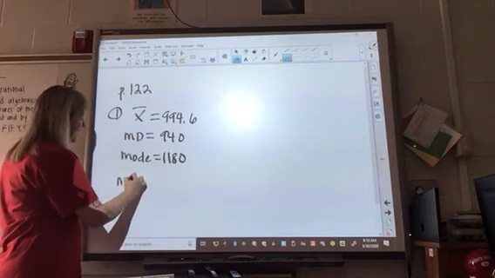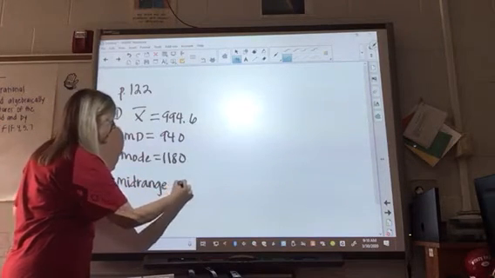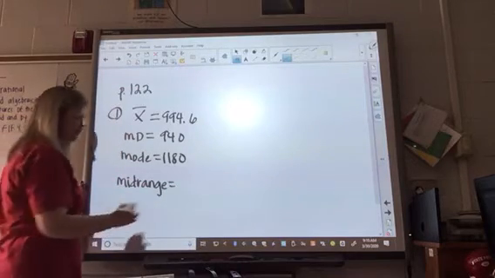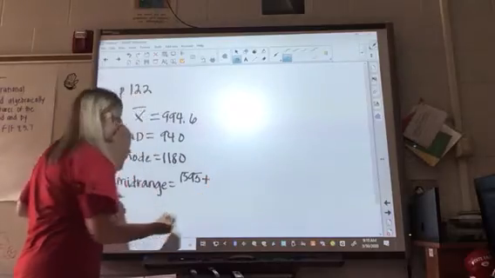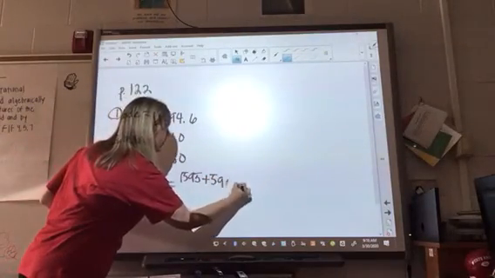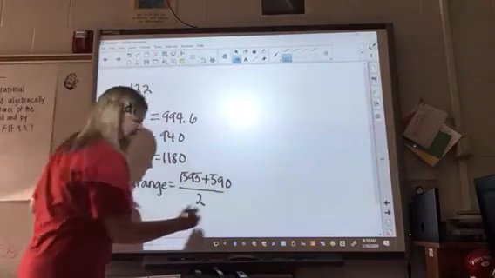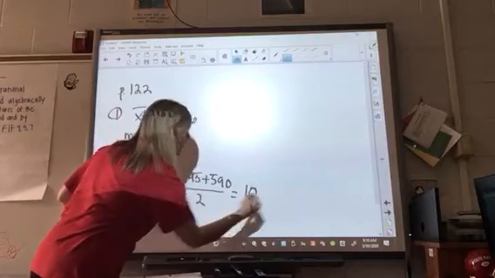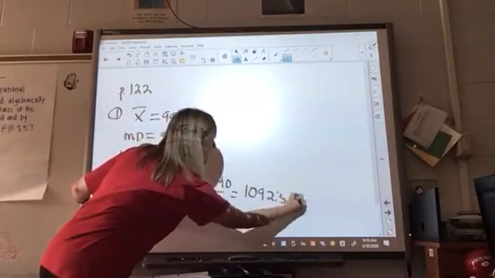And lastly, to find the mid-range, the formula says you take the largest plus the smallest and divide by 2. So from the calculator, you can find the highest plus the lowest and divide by 2, and that gives you a mid-range of 1092.5.